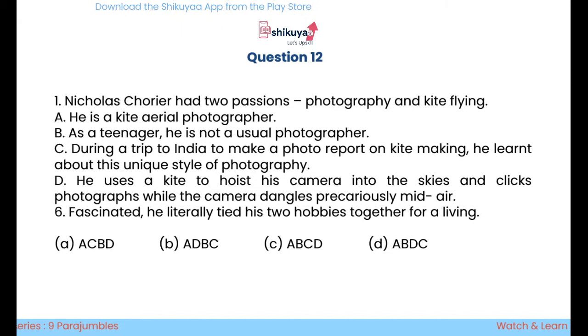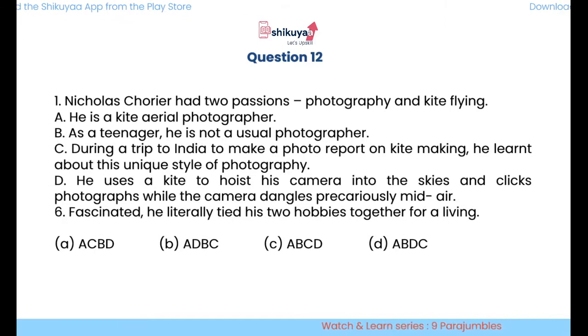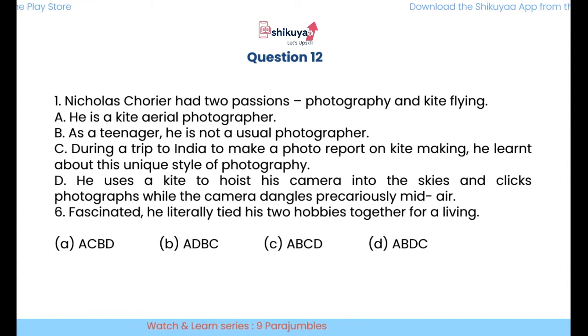Okay, let us look at the solution now. He is a kite aerial photographer. As a teenager, he is not a usual photographer. During a trip to India to make a photo report on kite making, he learned about this unique style of photography. He uses a kite to hoist his camera into the skies and clicks photographs while the camera dangles precariously mid-air. Okay, if you see, he is a kite aerial photographer is the opening sentence, correct?